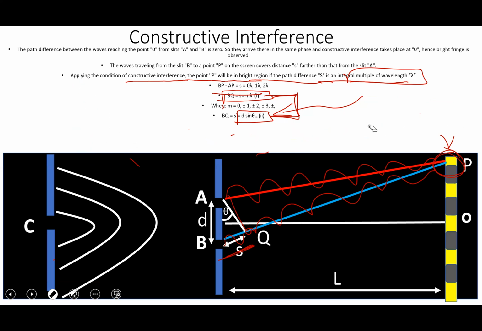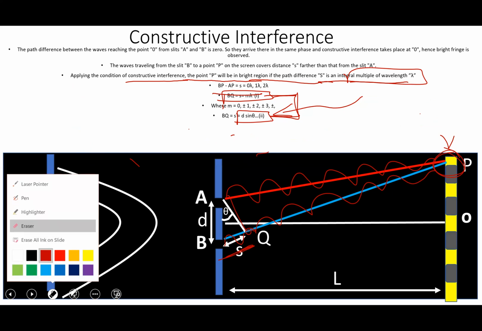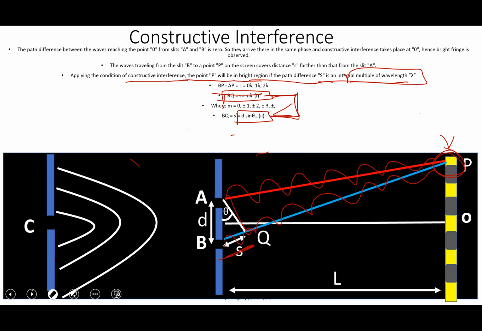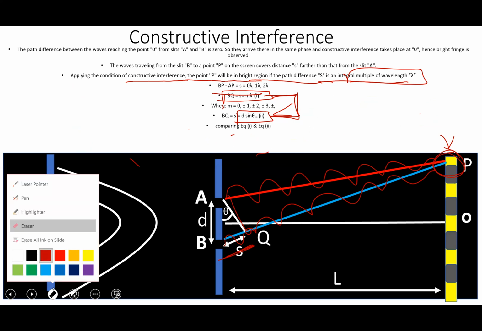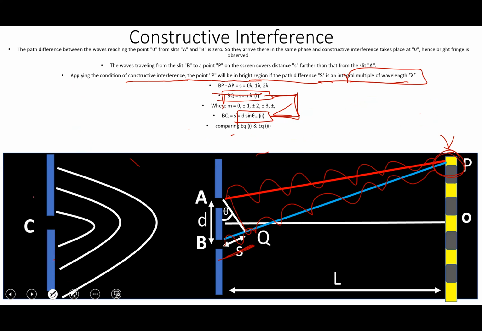Now let us compare these two equations. Let's say equation number 1 is this one, and equation number 2 is this one. Both of them are equal to S. So d sine theta is equal to m lambda. Here it is, d sine theta is equal to m lambda. This is the condition for the bright fringe. Whenever the path difference is a whole number of lambda, we get a bright fringe.